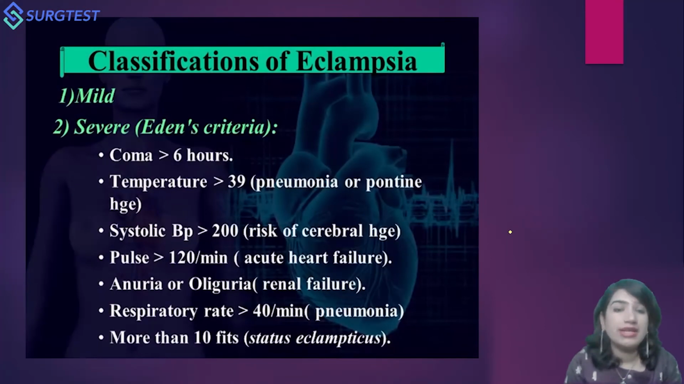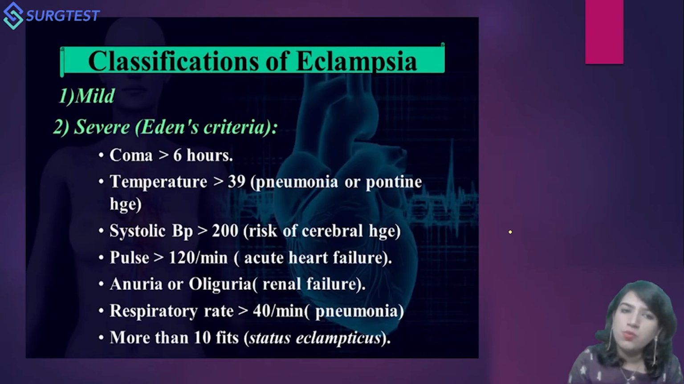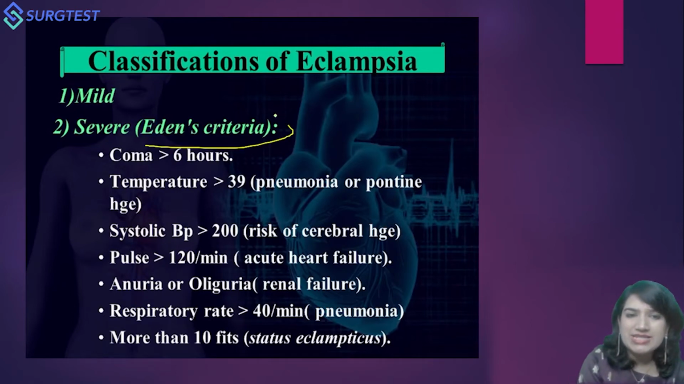Now, eclampsia again can be mild. I mean, it is not a very wonderful way of classifying it, because when the seizures have set in, everything is really severe. But you can tell about the prognosis of the woman based on something known as the Eden's criteria.